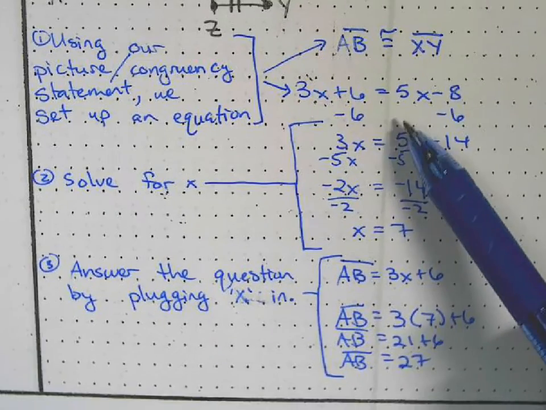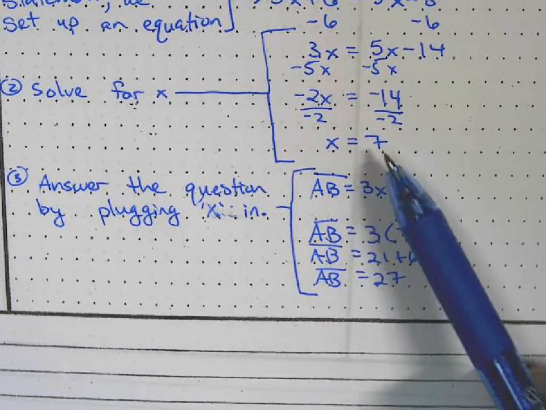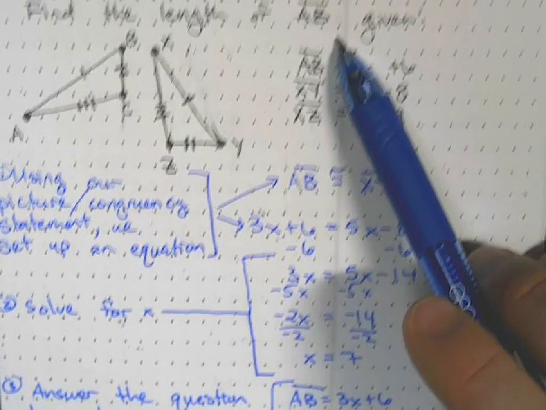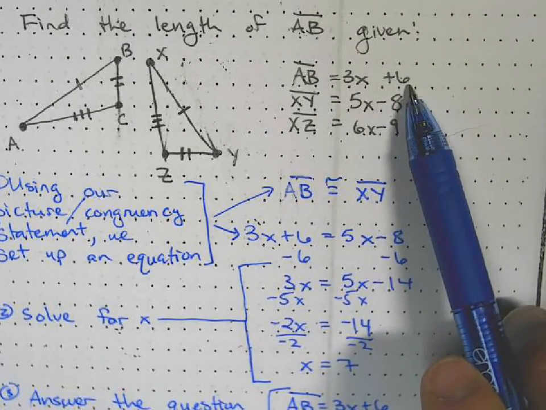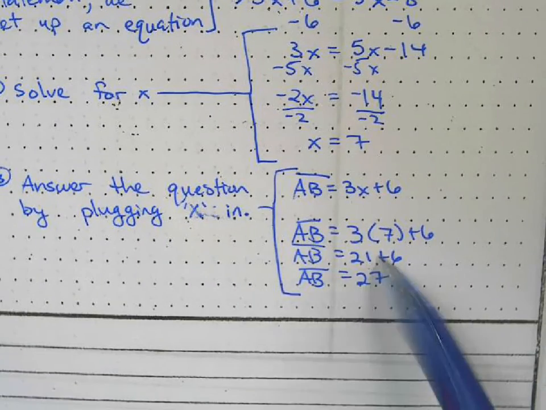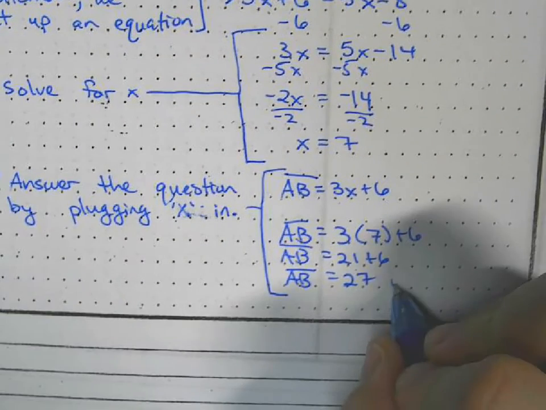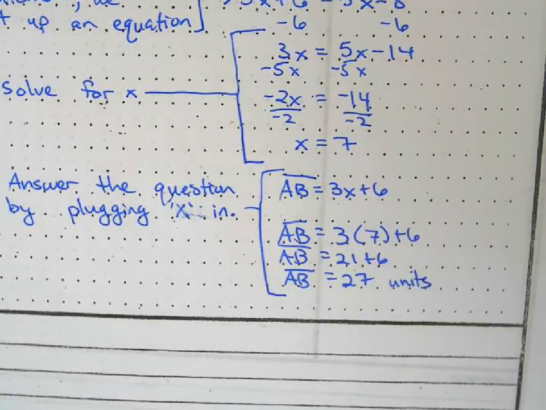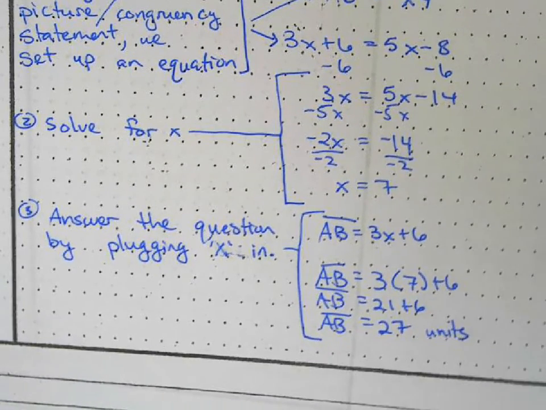Step 2 is solving for x, and we get x equals 7. And then our final step is to plug that x back in to answer the question. The question said find the length of AB. So we plugged x back into AB right here, and we got AB equals 27 units. Since it's a length and we weren't told centimeters or feet, we'll just write units. For angles, we'll just use degrees. Let's look at another example.